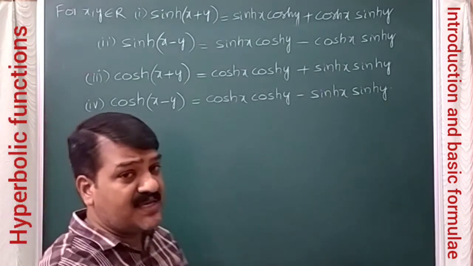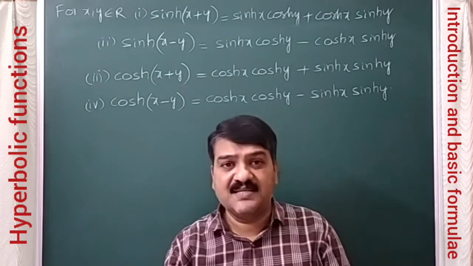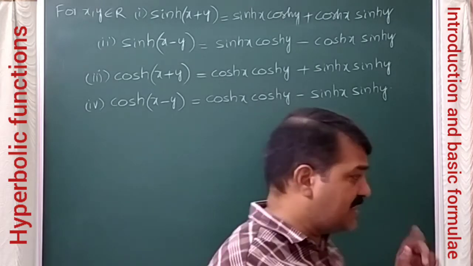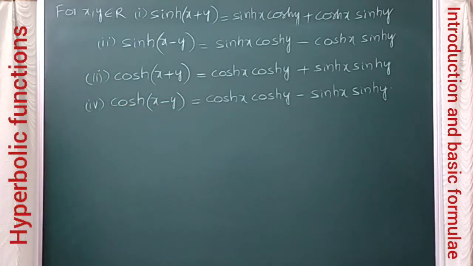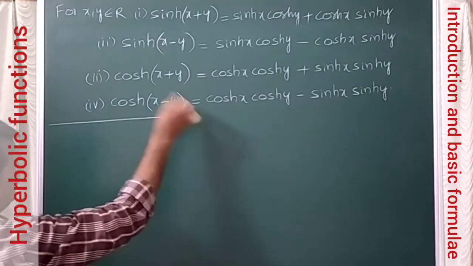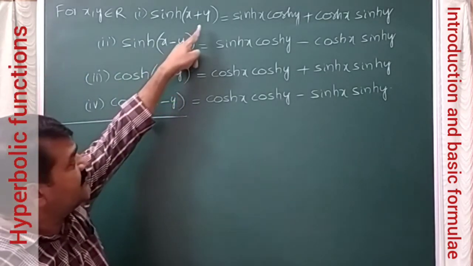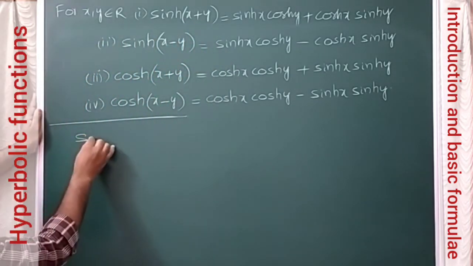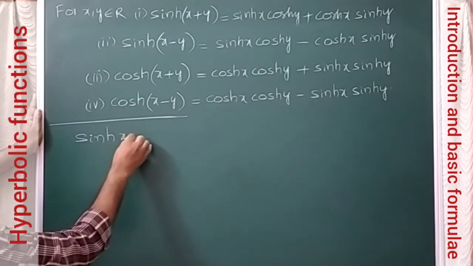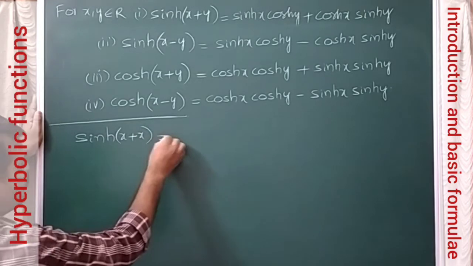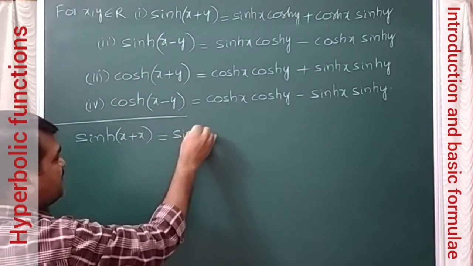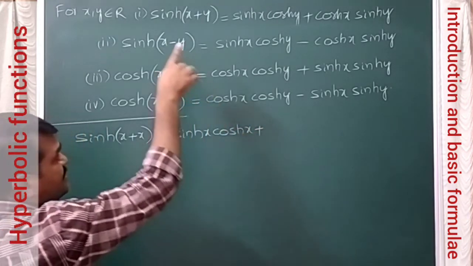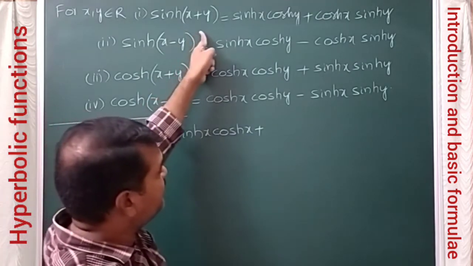Now using these formulas, like we have multiple and submultiple angle formulas in trigonometric functions, here also let us derive formulas similar to that model. So in the first formula here, I will replace y with x. If we are replacing y with x, sinh of x plus x, what you will get? Sinh x cosh x. Just in place of y, you replace with x, that's all.